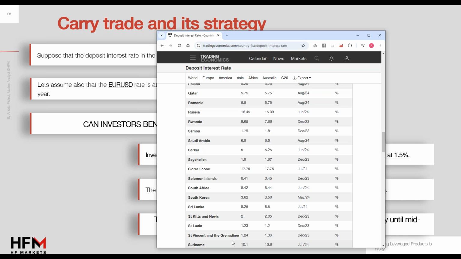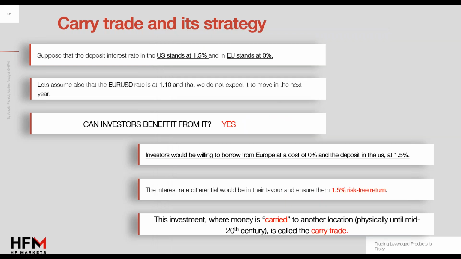So this is the technique of an investor implementing a carry trade by borrowing funds at low interest rates, and using those funds to invest in an asset with high expected returns, and eventually repaying the loan and having a profit even after the repayment of the loan.